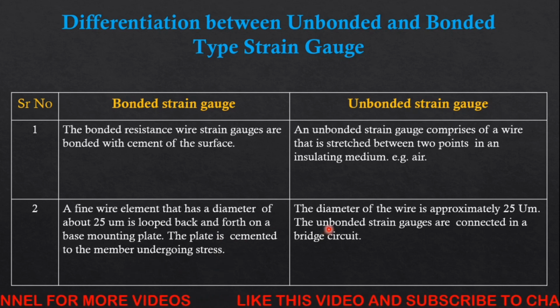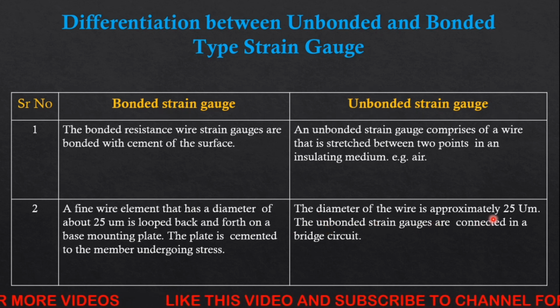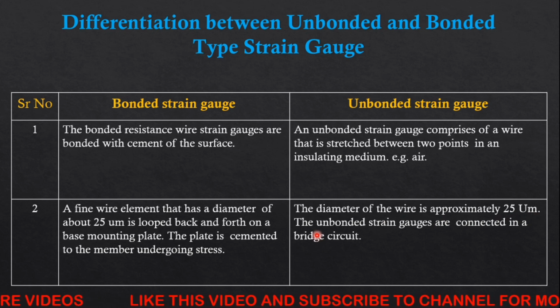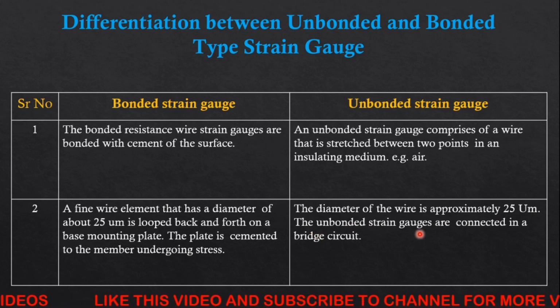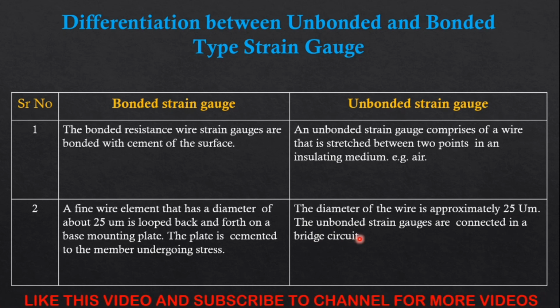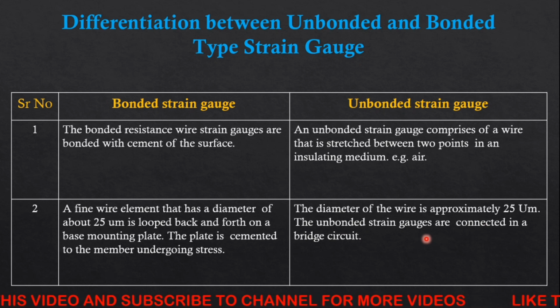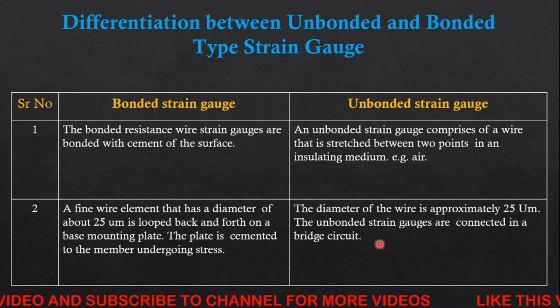And in an unbonded strain gauge, the diameter of the wire is approximately 25 micrometer. Unbonded strain gauges are connected in a bridge circuit. Okay, we need to remember this.